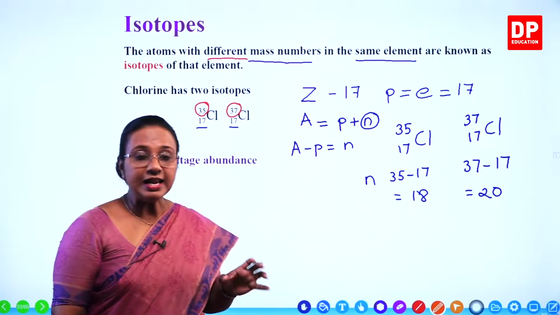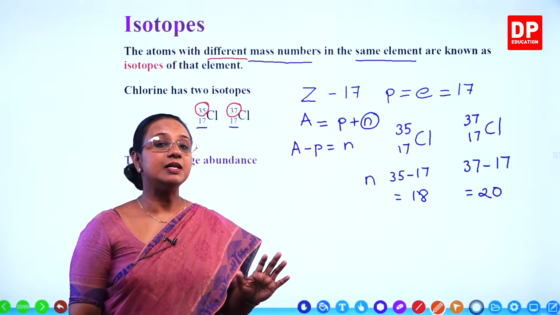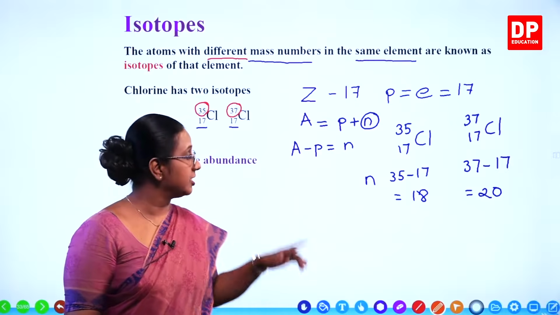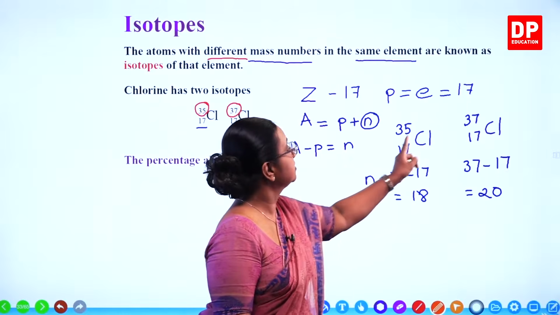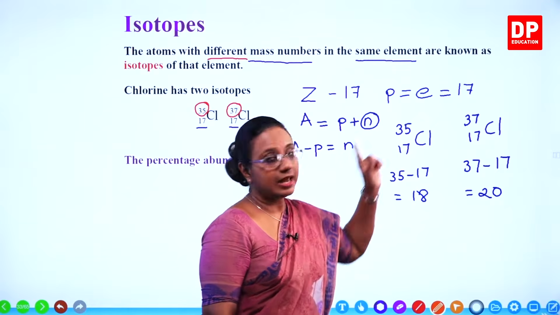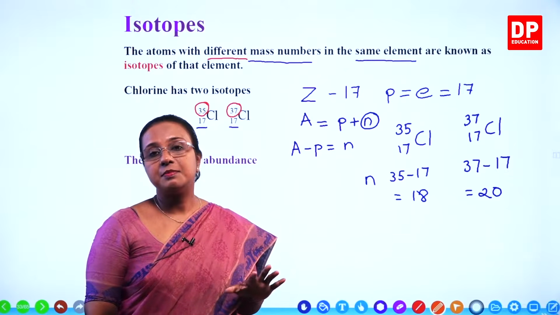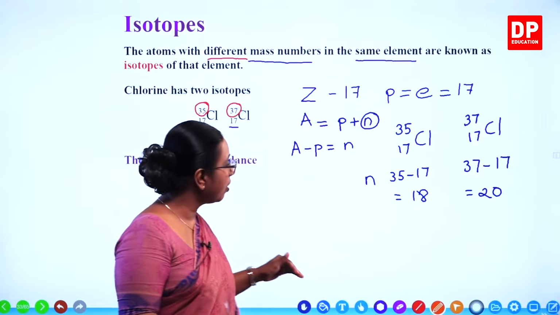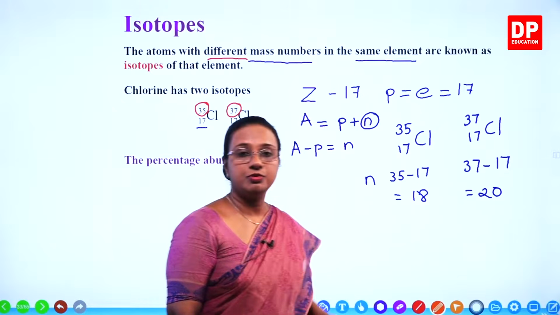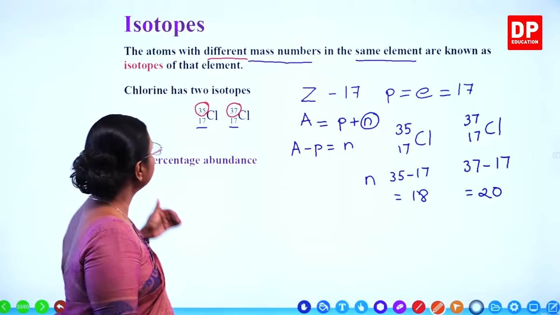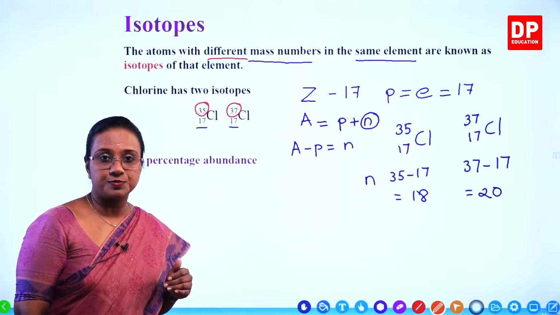So, here again the identity of the element has not changed. Atomic number has not changed. It's the same value, 17. Protons and electrons are the same, 17, but the mass number is different because the number of neutrons is different. That is what we call isotopes.